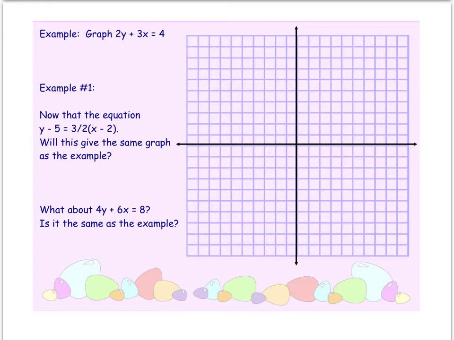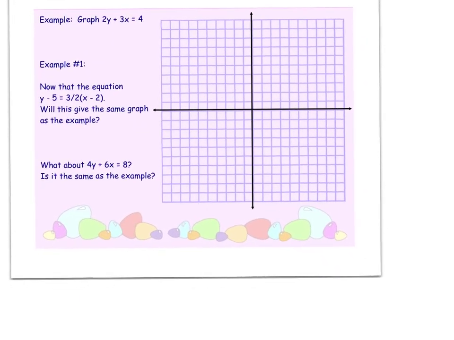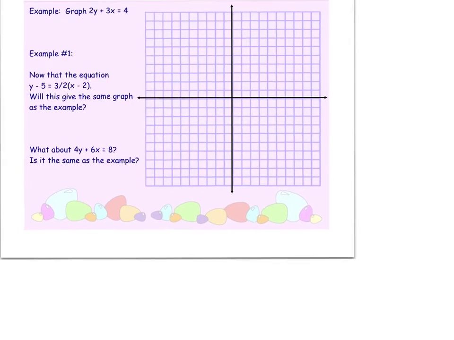Let's look at this equation here, and I'm going to just move this up and to the right a little bit so we have some more room to write. We want to graph 2y plus 3x equals 4. And that's all fine and dandy, but it's not solved for y yet. So let's solve for y.